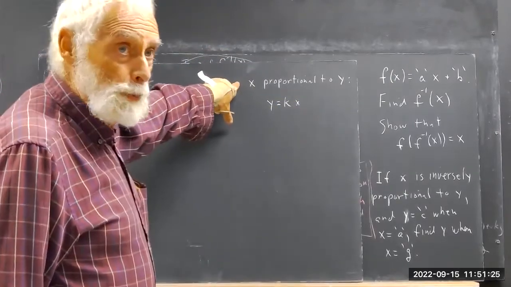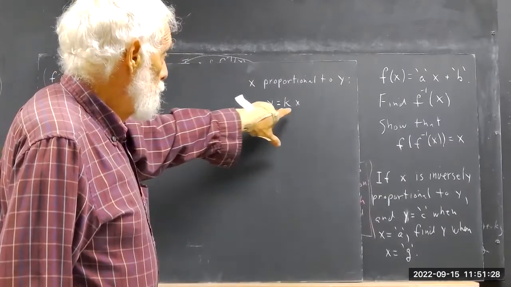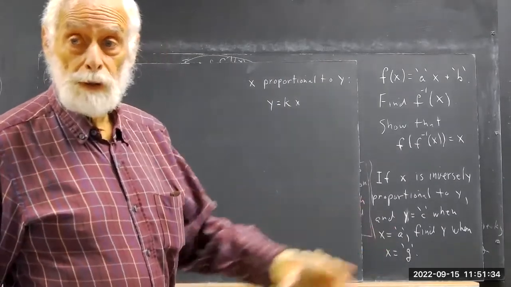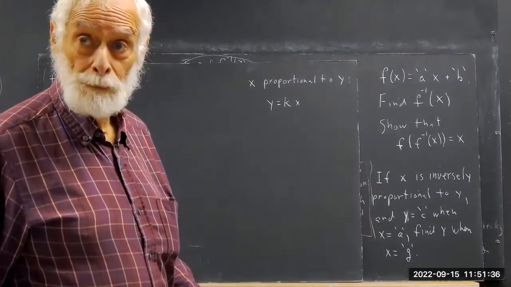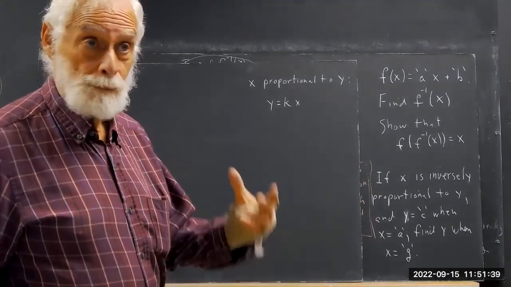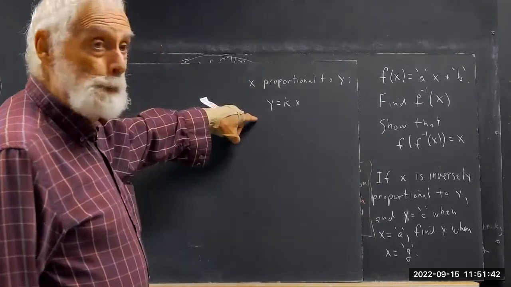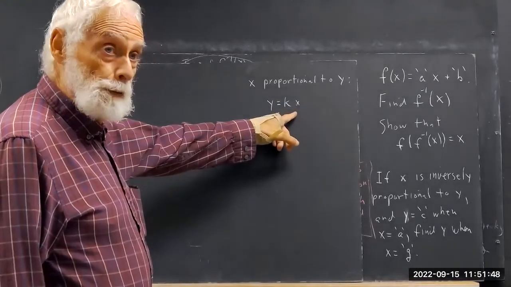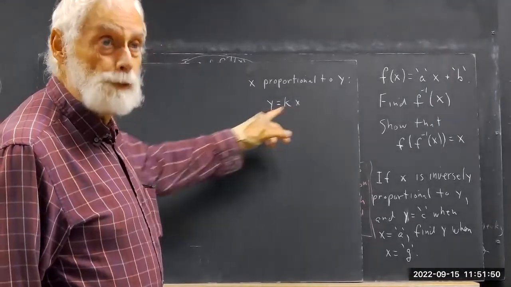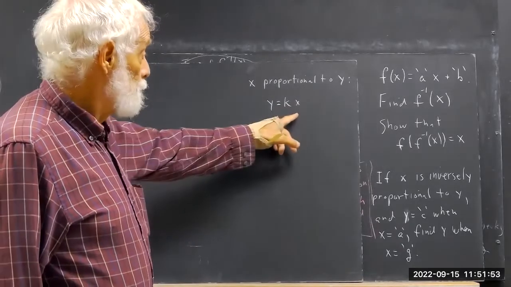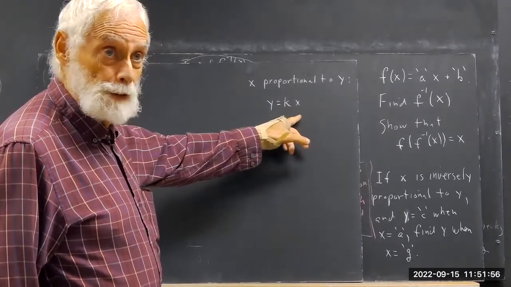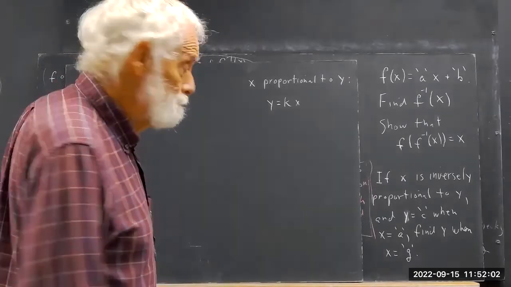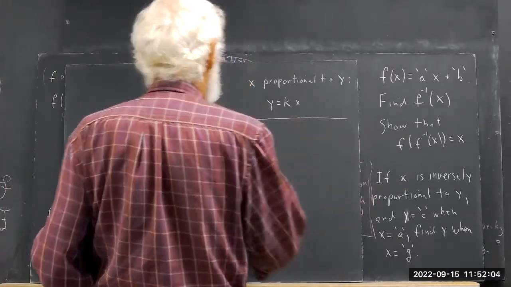To say that x is proportional to y is to say that y equals kx. We're going to leave it at that for the moment, and we'll see how to use k very shortly. It's very simple. Our first idea is x proportional to y means y equals kx. That means if x gets bigger, then kx is going to be bigger, so y is going to be bigger. So if x gets twice as big, k times x will get twice as big, meaning y will get twice as big. Does that make sense? Hopefully. Grasp that.